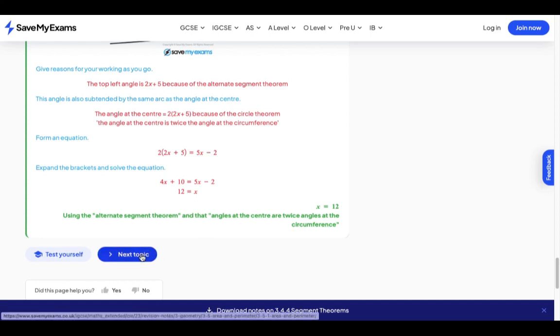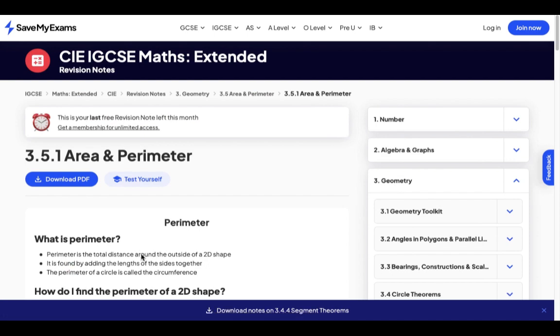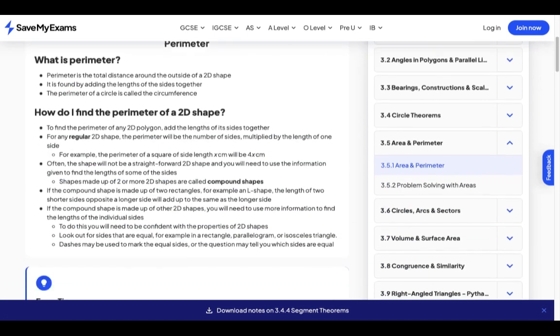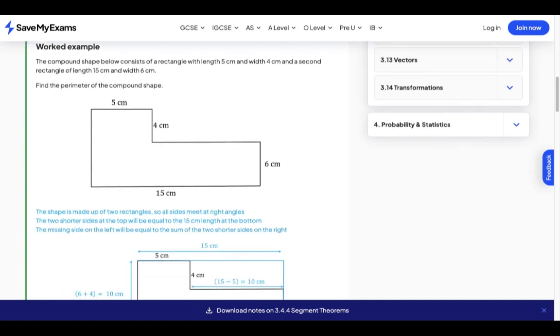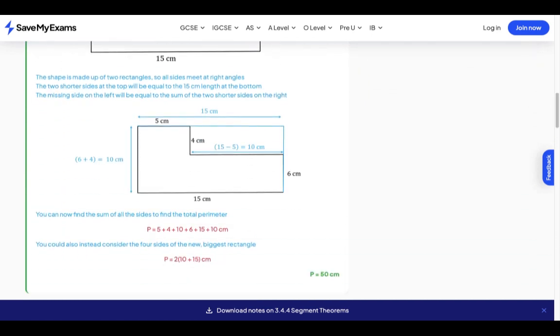Okay, so let's see, with area and perimeter, I think this is different. So I think we finished the circle theory because this has area and perimeter. Is that okay?